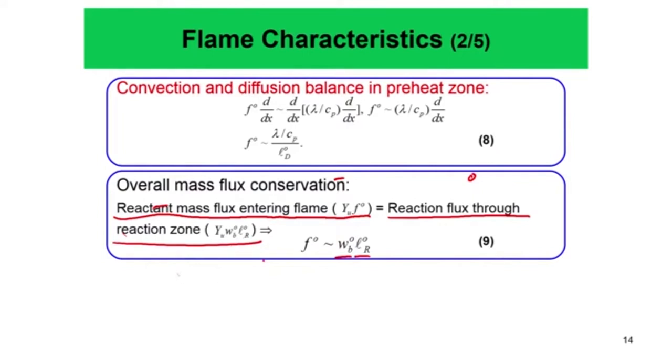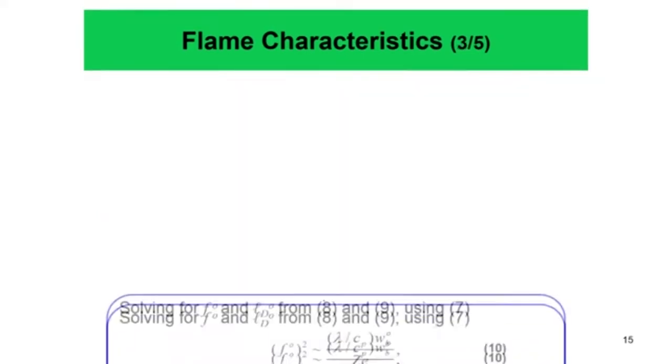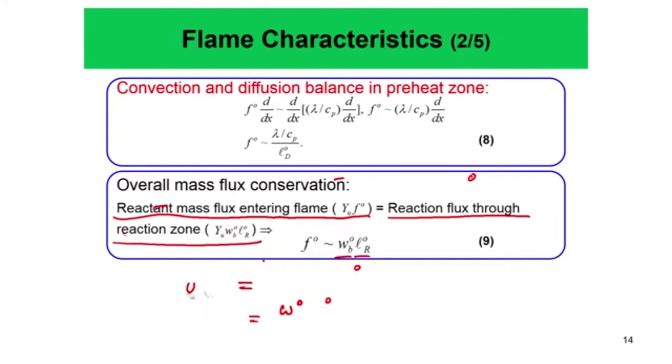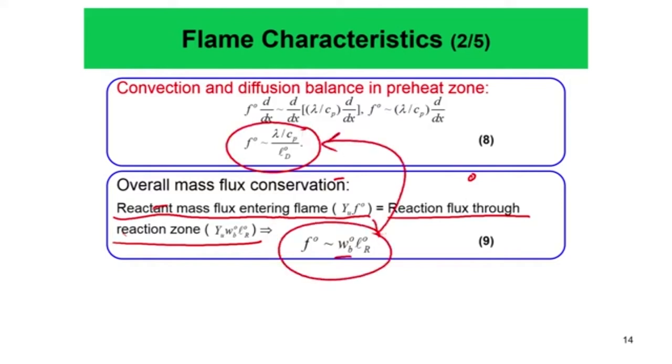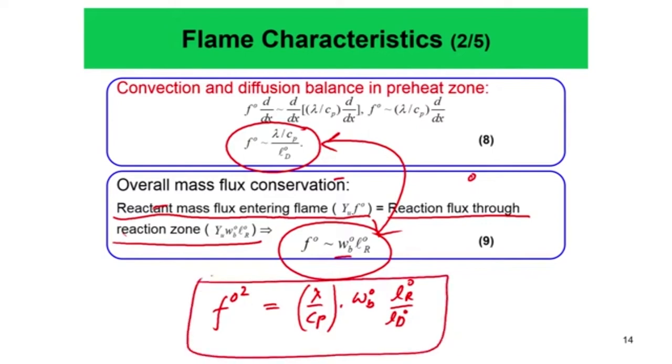So when you equate these two things, Yu times Fu0 is equal to Yu times WB0 times LR0, this cancels and your Fu0 is nothing but WB0 times LR0. Now of course, what you can do is relate this with this. You can just multiply these two things and you will get F0 squared equal to lambda by Cp times WB0, the species production or consumption rate at the burnt gas temperature, times LR0 by LD0. This is a beautiful relationship that emerges.